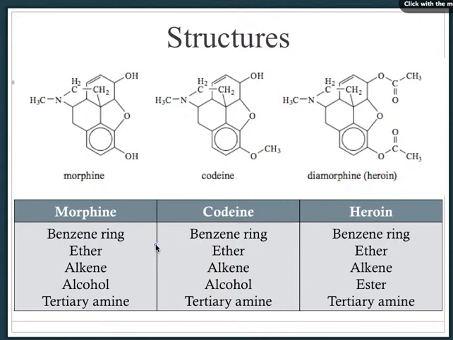So if we look at the structures, again, there's no need to memorize them. You'll have the data booklet, but you do need to identify the functional groups within each structure. If we take a look at morphine, we've got the benzene ring, the ether, an alkene, and two alcohol groups, and this amine is a tertiary amine because it is connected to three carbons. The OH grouping here makes morphine soluble in blood.